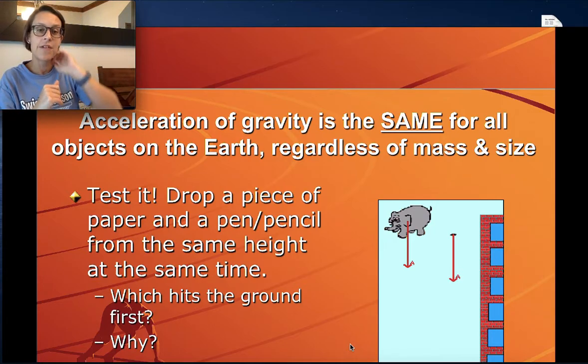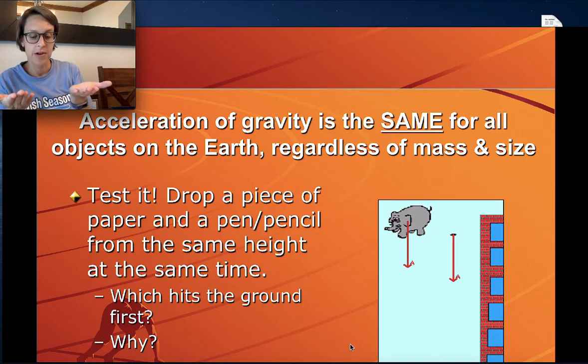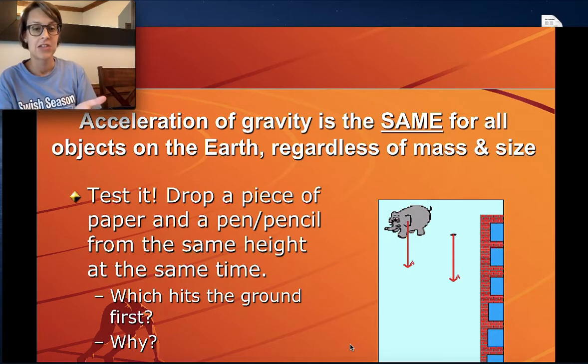Okay, if I were to take the air out, then both the paper and the pencil would fall at the same rate, because now the only thing affecting them is gravity. Gravity is the same across the Earth, basically, and so it's going to affect things in the same way.